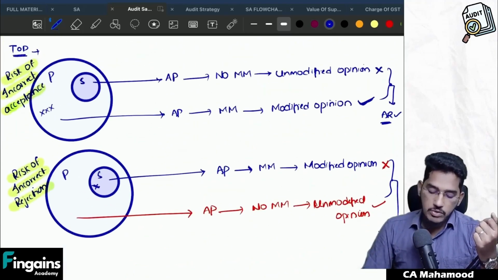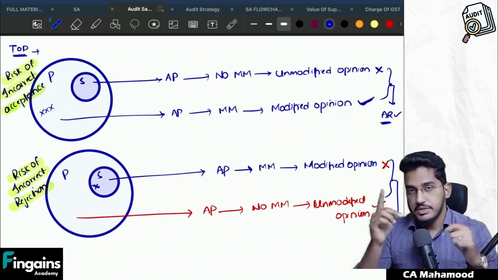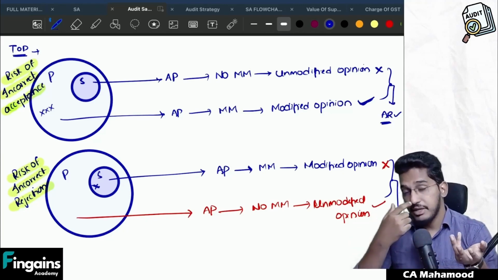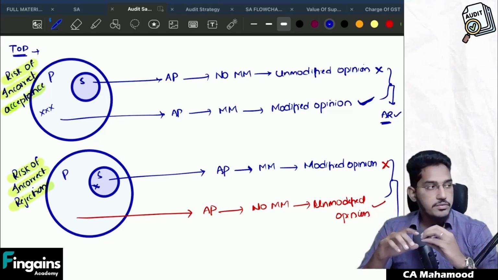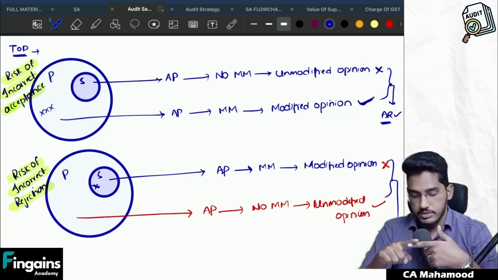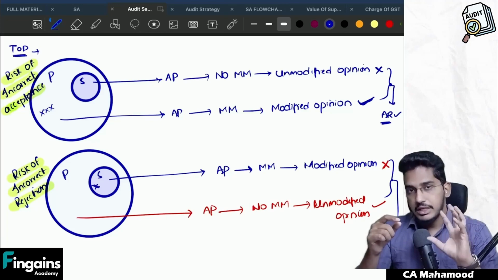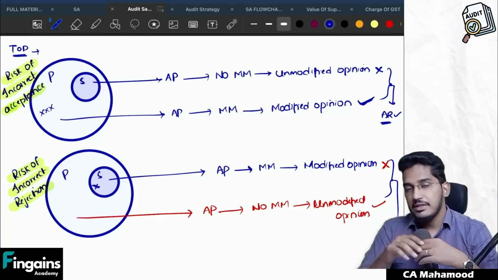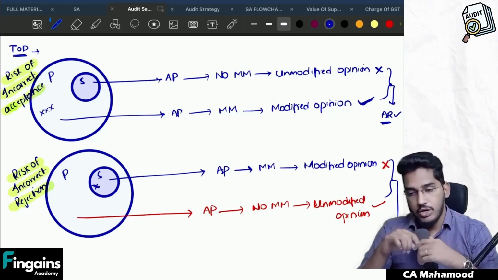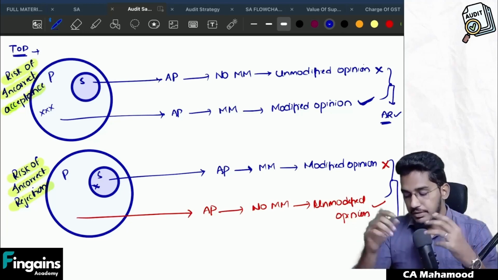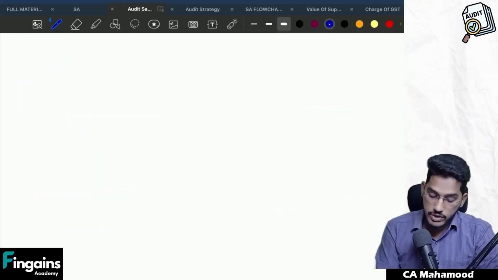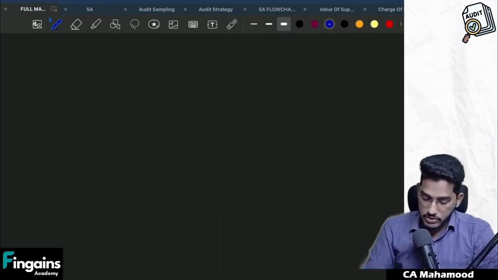Next one. When I talk about test of details, it will have impact on test of details in 2 ways. Risk of incorrect acceptance, which means what? On the basis of sample, I am wrongly accepting the fact that financial statements are free from material misstatements when they are actually not. So because of risk of incorrect acceptance, I will give unmodified opinion when modified opinion is appropriate. This will lead to audit risk. When I talk about risk of incorrect rejection, it means what? On the basis of sample, I am rejecting the fact that financial statements are free from material misstatements when in fact they are free from material misstatements. Resultantly, I will give modified opinion when unmodified opinion is appropriate. Will this lead to audit risk? No, this will not lead to audit risk. Understood? So this is the sampling risk and how it is going to have an impact on my test of controls as well as test of details.